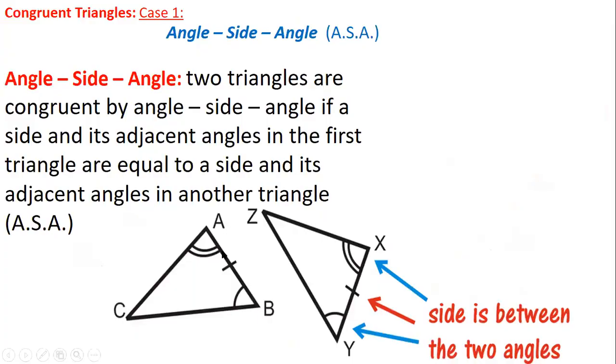For example, if we have a triangle ABC and a triangle XYZ, I should prove that these two triangles are congruent. We can see in triangle ABC, side AB is equal to side XY. How did I decide that these two sides are equal? Because on them we have the same mark. I should not invent equal sides. Here, can I say AC is equal to XZ? Can I use AC is equal to XZ?